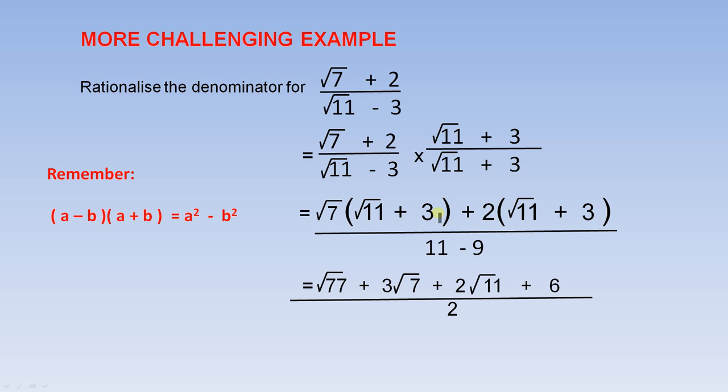Now, multiplying this part all the way through, we get rid of the grouping symbols. Square root of 7 times the square root of 11 is the square root of 77. The square root of 7 times 3 is 3 square root of 7. Plus 2 square root of 11, which is here. Plus 6, which is there. And 11 minus 9 is 2. And there is your new fraction with a rational denominator.